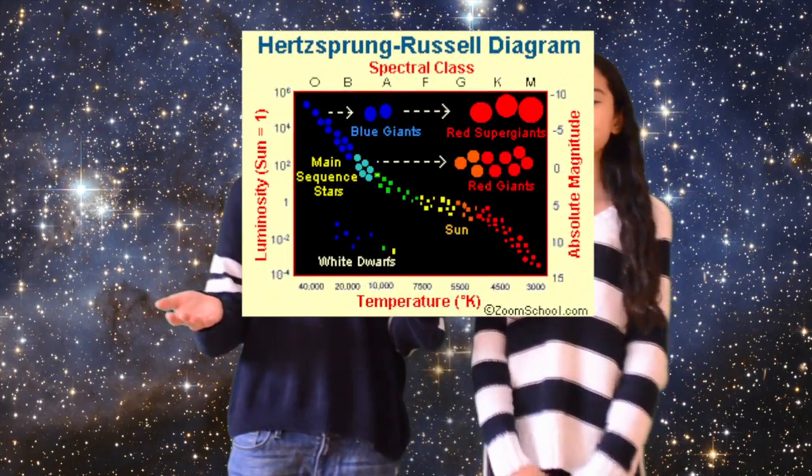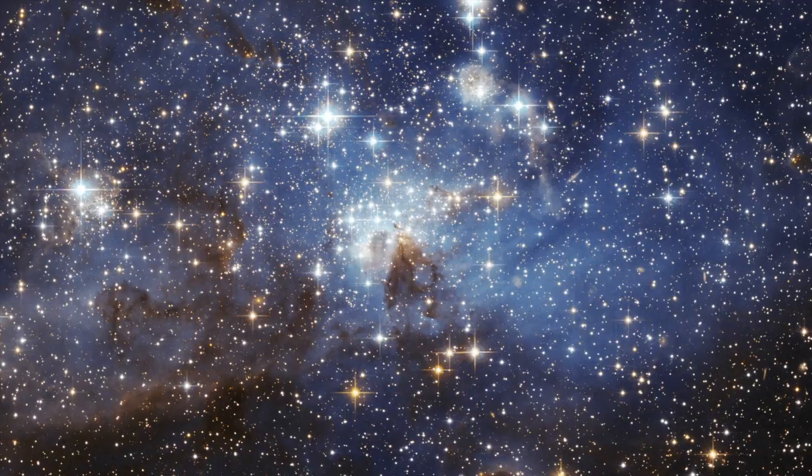This is the Hertzsprung-Russell diagram. It is a graph which plots stars' color, spectral type, or surface temperature versus its luminosity, which is its intrinsic brightness or absolute magnitude. It presents three main types of stars.